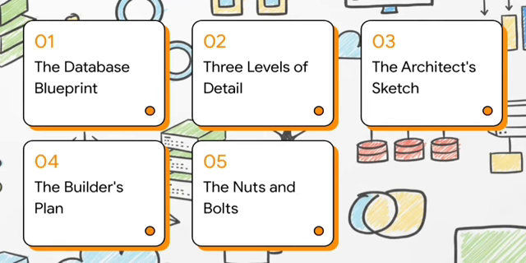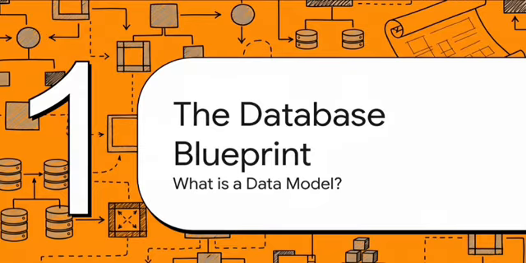And here's how we're going to break it down. We'll start with the basic idea of the database blueprint. Then, we'll look at the three main levels of detail. Think of it like going from an architect's first sketch to the builder's actual plan, and finally, right down to the nuts and bolts. All right, let's jump right in. First up, the database blueprint.